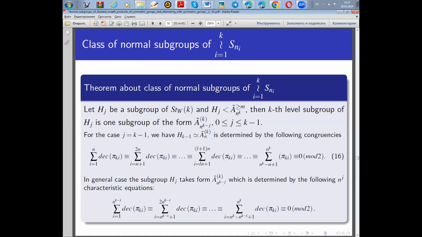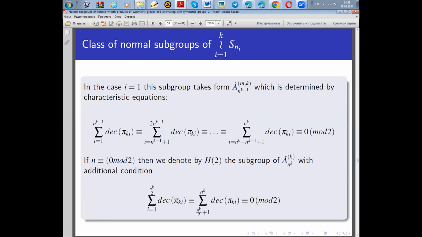The second subgroup, A tilde K n in power K minus G, here the sum from m equals 1 to n in power K minus G. So we see the sums become greater in number, and the length of the sums becomes lesser, and so on. The number of sums increases, but the length of sum decreases, and last we have only two sums, n in power K divided by 2, and n in power K divided by 2 plus 1 till n^k of decrements is equal to 0, and it's for the case n is equal to 0 modulo 2.